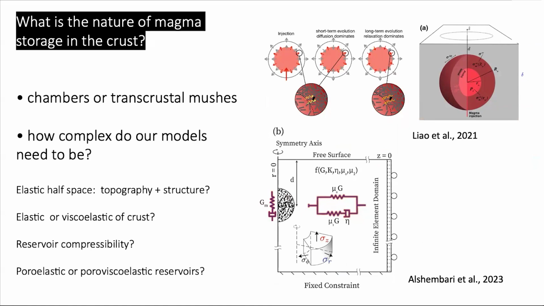So that's where you have poroelastic behavior within a reservoir itself. You have viscoelastic behavior within the matrix of the mush that surrounds it, and that gives you an additional modification. And it's difficult to model.